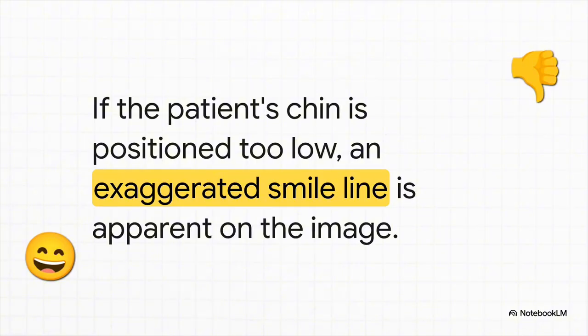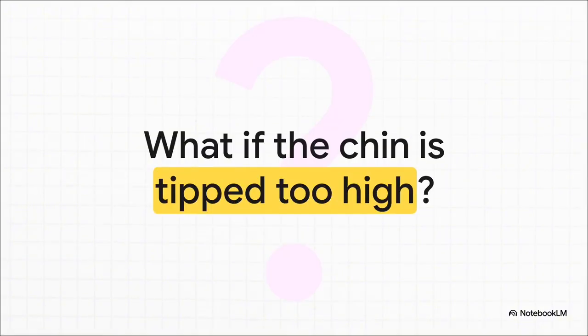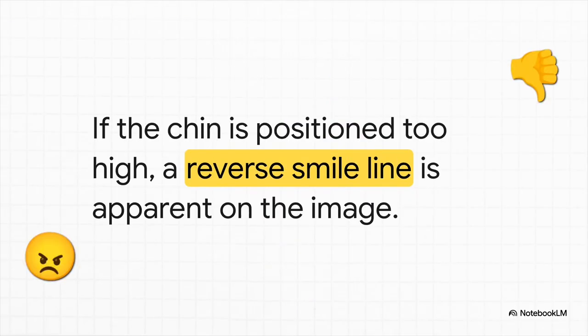This makes the bottom front teeth look all blurry and just distorts the whole image, making it really tough to assess properly. All right, so what about the opposite? The patient tries to help by lifting their chin way up. Now you get a reverse smile line. It basically looks like a frown. The whole image flattens out, and the big problem is that you can lose sight of the tops of the jaw joints, which are super important to see.